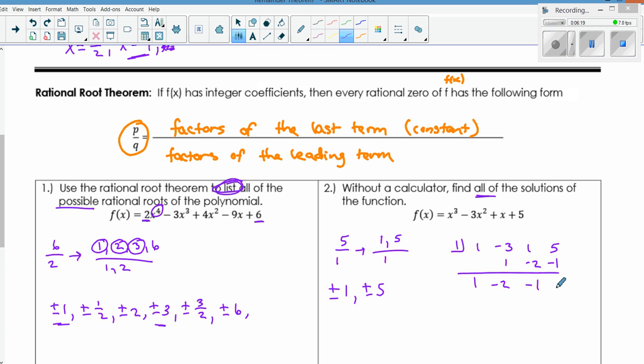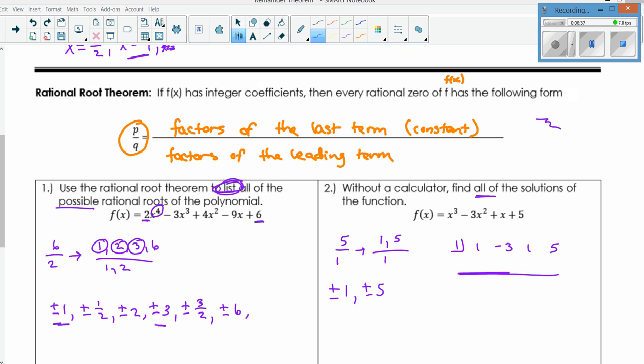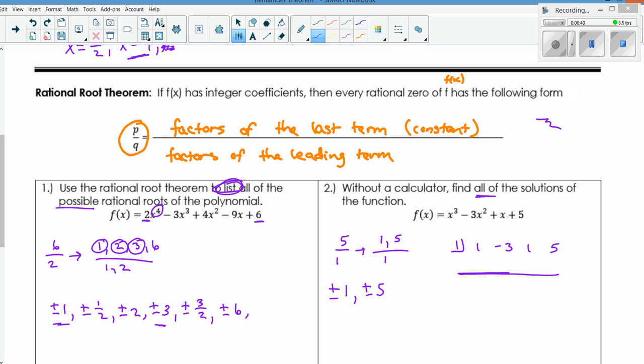Alright, and then that didn't work because I didn't get a remainder of 0. So I'm going to erase this. Alright, let's try again. Now I'm going to try making this a negative 1. So bring down my 1, multiply, add, multiply, add, and look at that, it gives me my 0. So that means that negative 1 was a possible root.